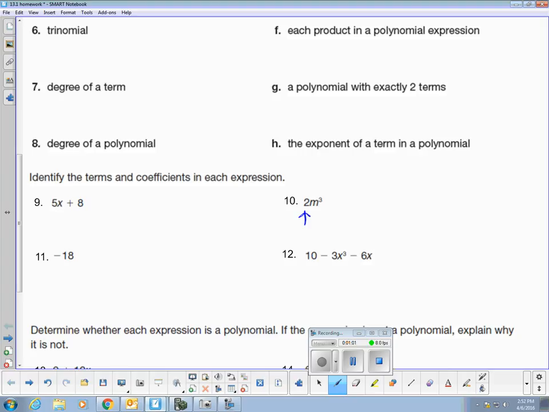Number 12 is made up of 3 terms. The first term is 10. Second term is negative 3x to the third. And the third term is negative 6x. The coefficient of the first term is 10.